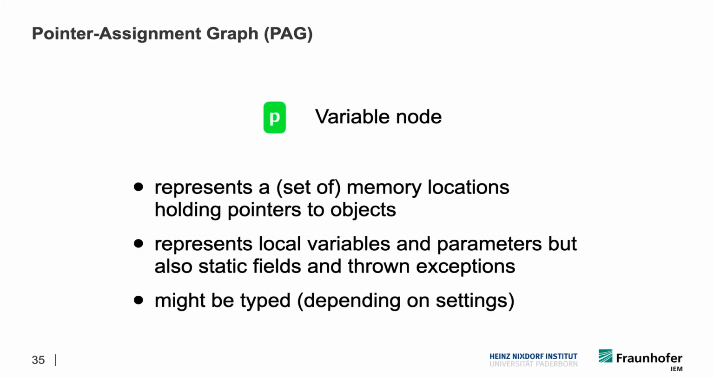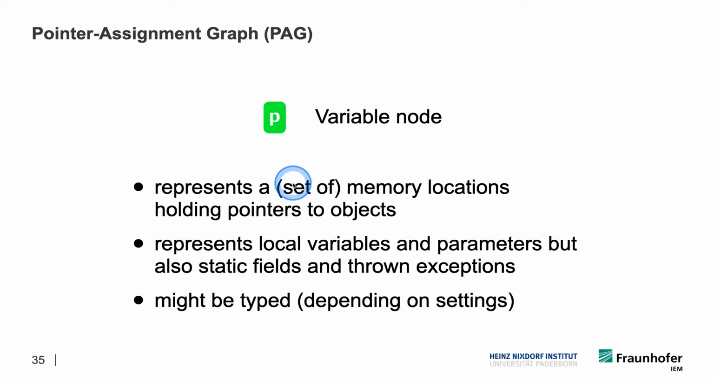Then also we have variable nodes, of course, and they represent also a set of memory locations holding pointers to objects in the very general case, right? That's essentially what a variable is. It's a name for a memory location that holds a pointer to an object. And this can represent local variables, but also parameters, and also static fields, and even thrown exceptions.